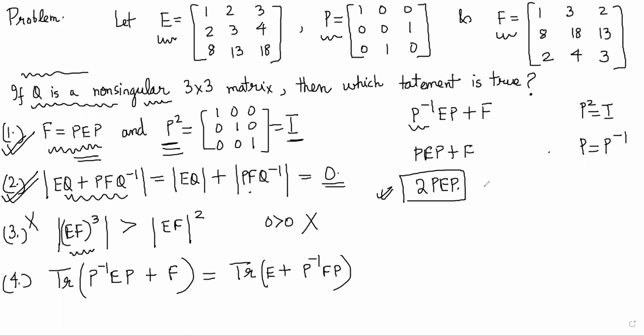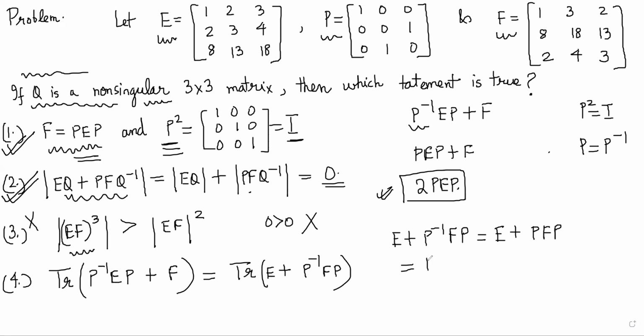Okay, so let's look at the other side also. So the other side was what? E plus P inverse FP, right? So the other side can be written as E plus P inverse is P, so PFP again. And what is PFP? What was our F? F was PEP, right?